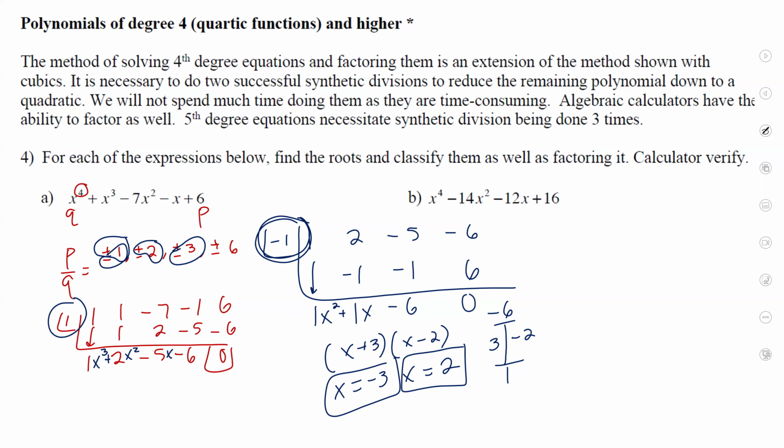So notice whenever we had a 4th degree polynomial, we had to do synthetic division twice until we got down to a quadratic. What do you think we're going to have to do if we have a 5th degree polynomial? Yep, you're going to have to do synthetic division 3 times before you get down to a quadratic that you can factor.